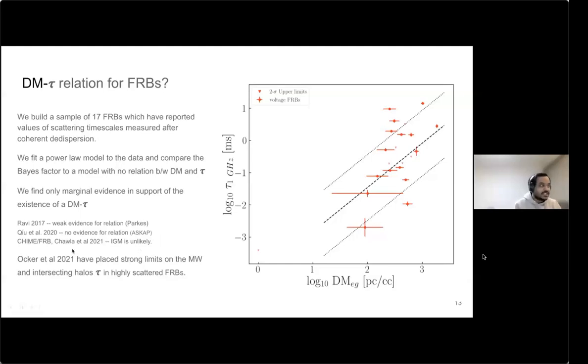In addition to the IGM, recently Ocker et al. have published their results where they have used the scattering measurements from repeating FRBs in the nearby universe and have placed strong limits on the amount of scattering expected from the Milky Way halo and the halos intersecting the line of sight of some FRBs. And that limit is also of the order tens of microseconds, again making the halos of galaxies and the Milky Way unlikely sources of the scattering of the order of milliseconds observed in many of our FRBs.